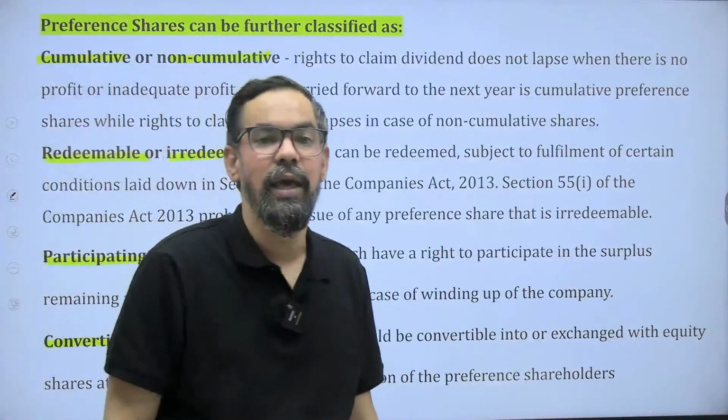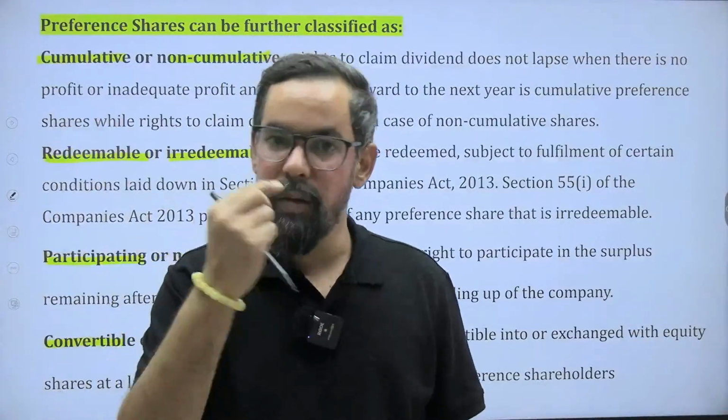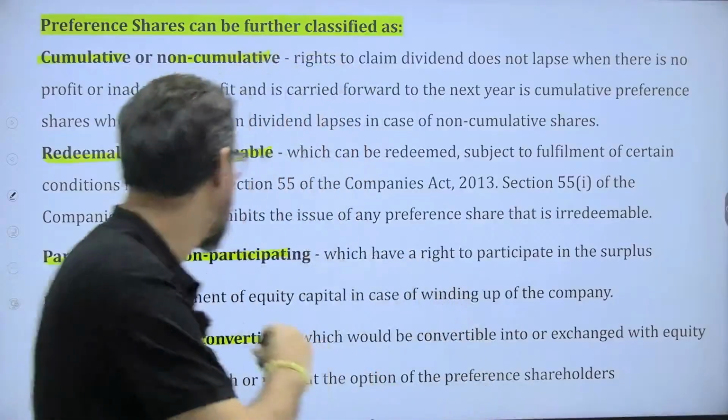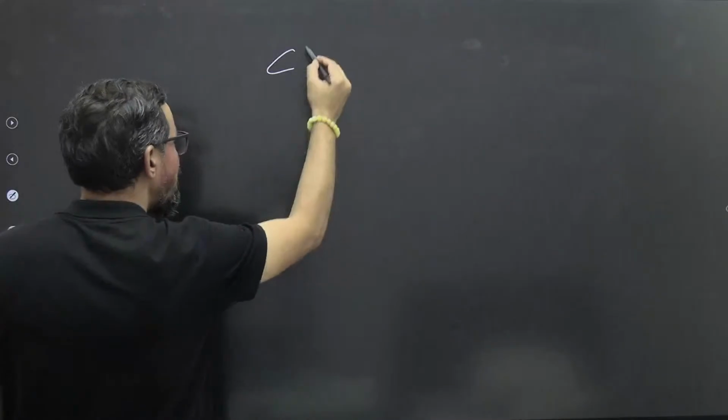Cumulative, basically, if an investor has missed dividends in the past, then whenever the company issues a dividend, they'll provide the dividend for the past years also. I'll give you an example for this one, so you can quickly build your understanding around this topic. So we have cumulative and non-cumulative.